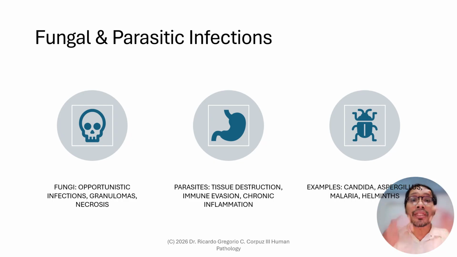Helminths can cause eosinophilia, granuloma, and obstructive disease. An example is Schistosoma. So this mechanism explains why parasitic diseases are often chronic, relapsing, and associated with nutritional deficiencies and organ damage.